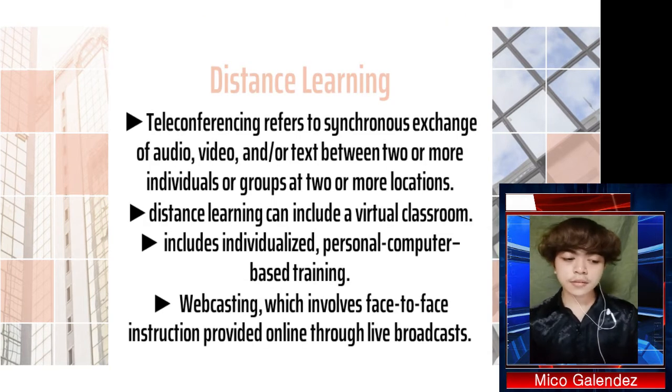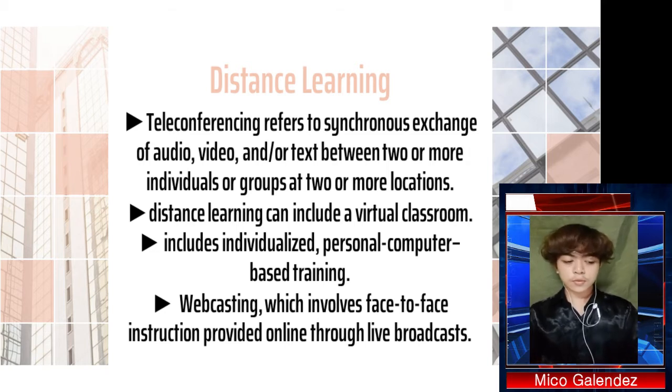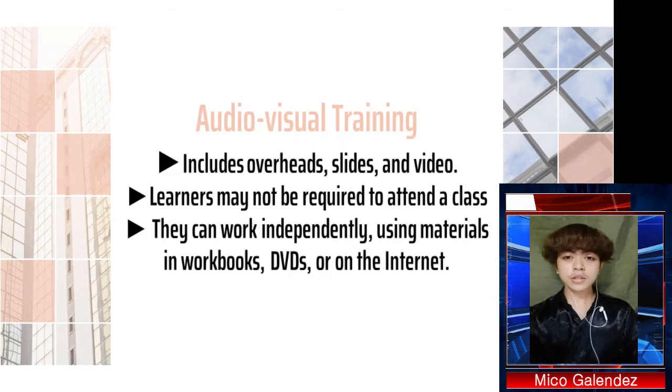Distance learning. There are two types here. First is teleconferencing, and the second one is webcasting. Teleconferencing refers to synchronous exchange of audio, video, and or text between two or more individuals or groups at two or more locations. Webcasting involves face-to-face instruction provided online through live broadcast. The difference is that webcasting is through online live broadcast, while teleconferencing is physical face-to-face. Audiovisual training is simply learning from watching videos or surfing the internet. Learners may not be required to attend a class.